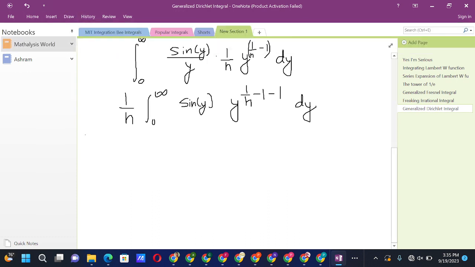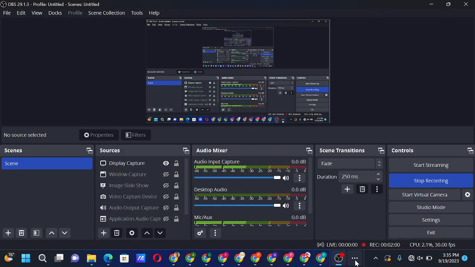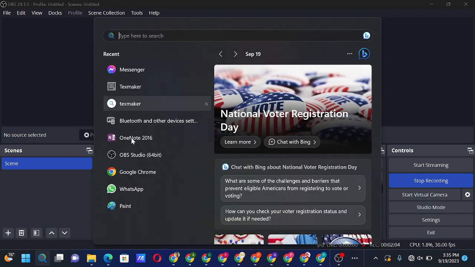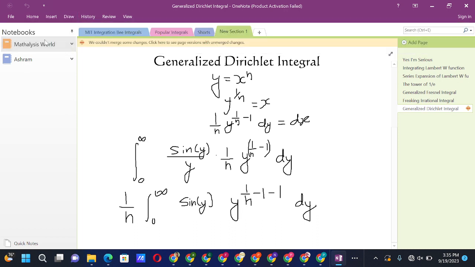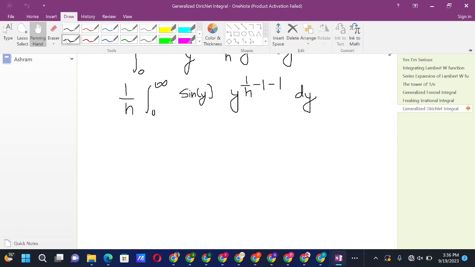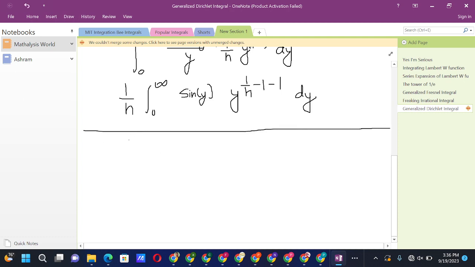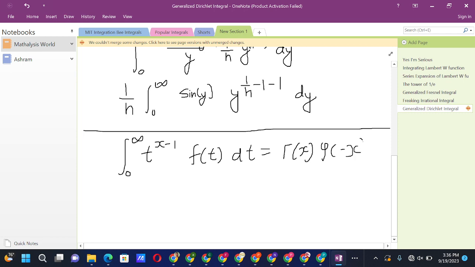What Ramanujan's master formula says is, I'm extremely sorry, this happens on my laptop. Okay, so now what Ramanujan's master formula says is this. If we have the integral from 0 to infinity of t^(x-1) f(t) dt, to integrate this function, this will be equal to gamma of x times phi function of minus x. Now you may wonder what the phi function is.